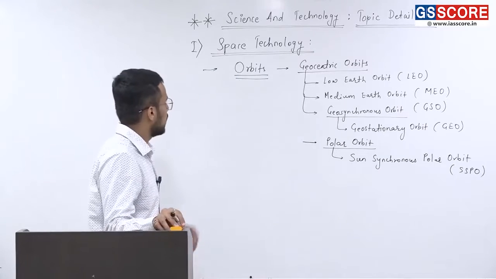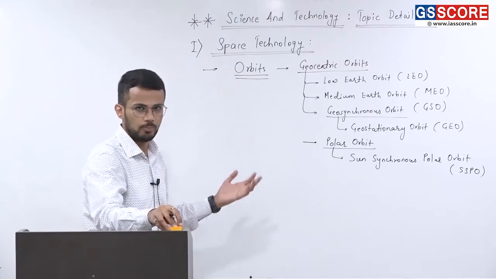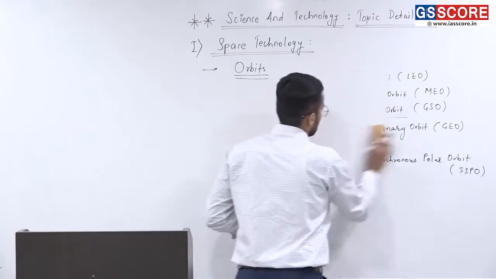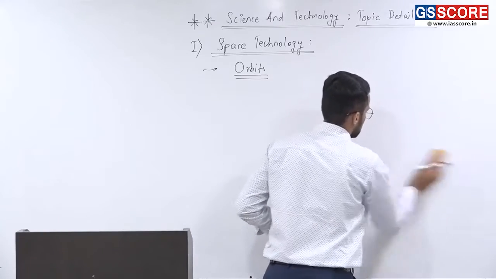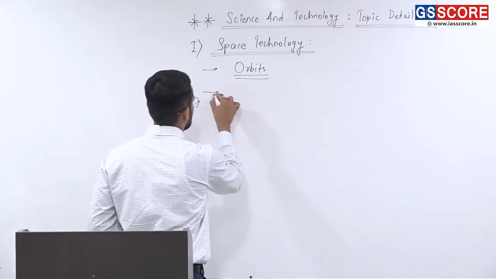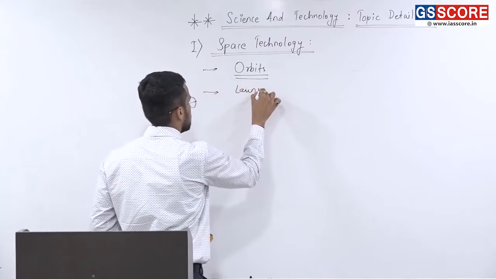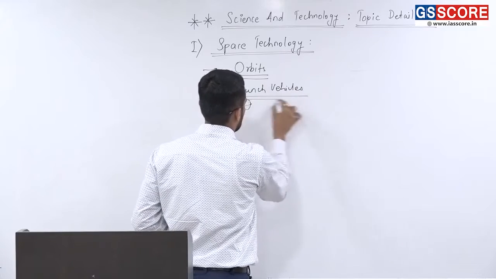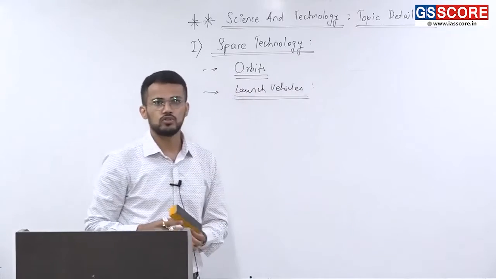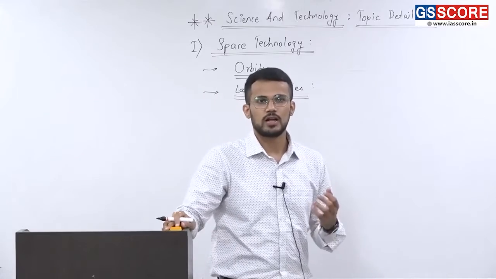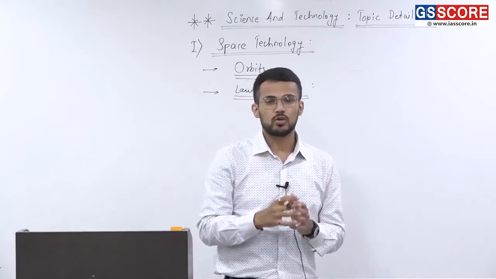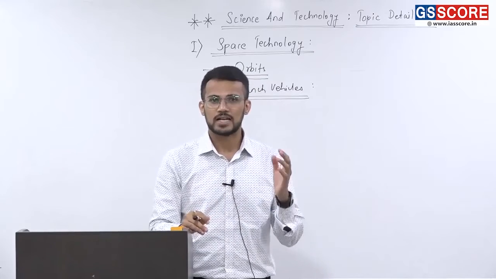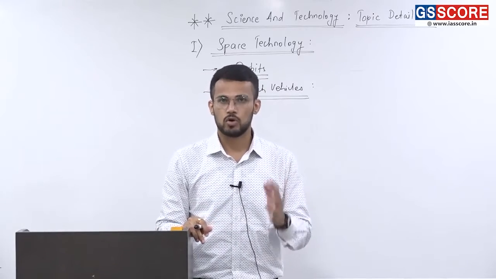That is first. Now, once we are done with orbits, the second topic that is important from space technology is launch vehicles. Now, first of all, what exactly do we mean by launch vehicles? Launch vehicles are the vehicles, or the systems, that are used to place satellites in their desired orbit.